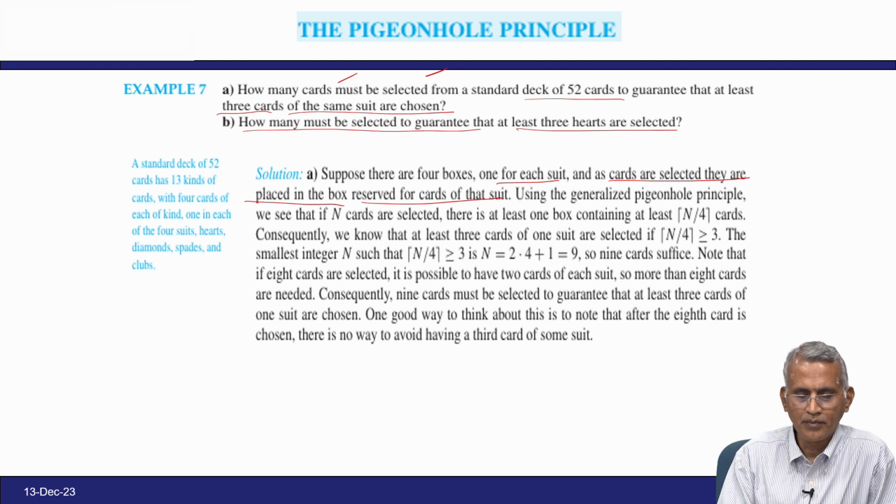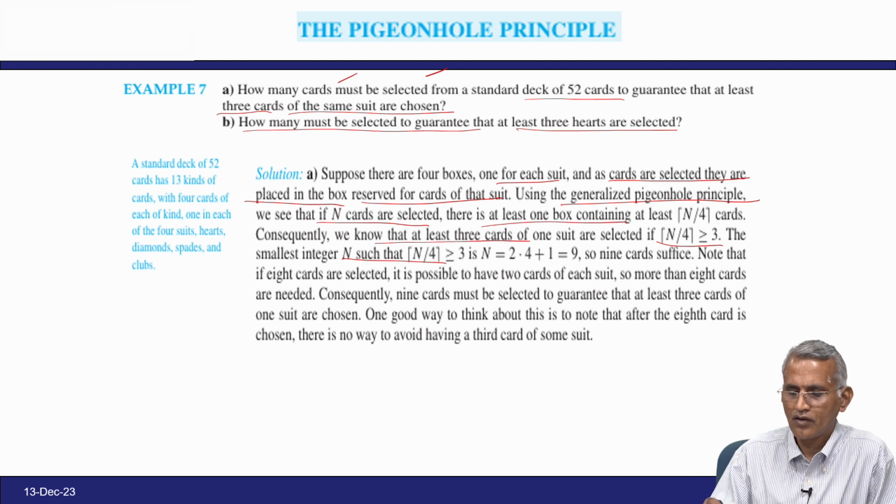By the method of the generalized Pigeonhole principle, if n cards are selected, there is at least one box containing at least the ceiling of n by 4 cards. Consequently, we know that at least 3 cards of one suit are selected if the ceiling of n by 4 is greater than or equal to 3. The smallest integer n such that the ceiling of n by 4 is greater than or equal to 3 is n equal to 2 times 4 plus 1, equal to 9.